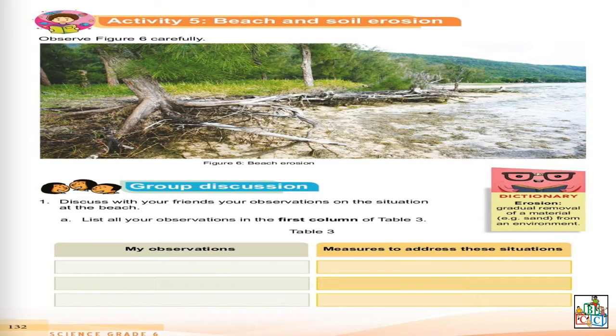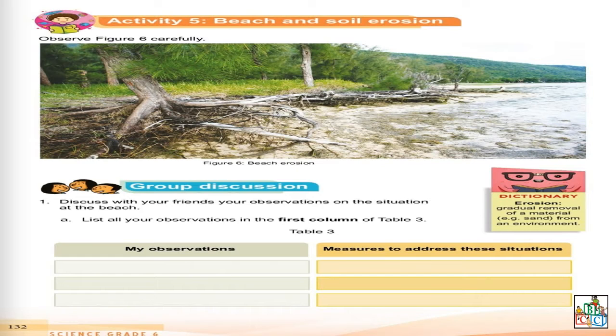So here, can you take a look at figure 6? What can you see in figure 6? The beach is not clean at all, not very beautiful to see. You can see how the trees have been uprooted, and the sand also has been washed away. So this is the meaning of beach erosion. So let us take a look.